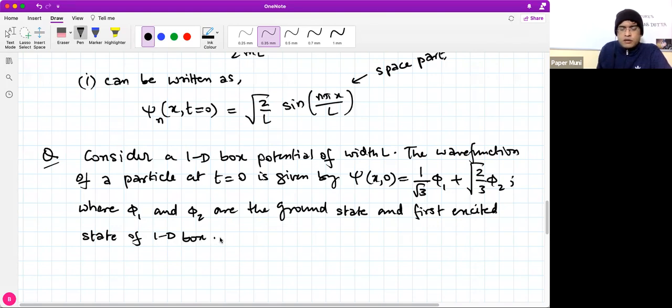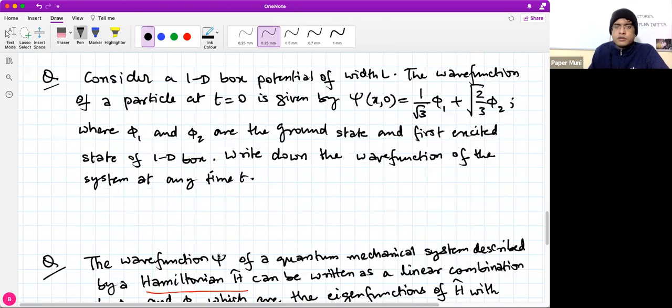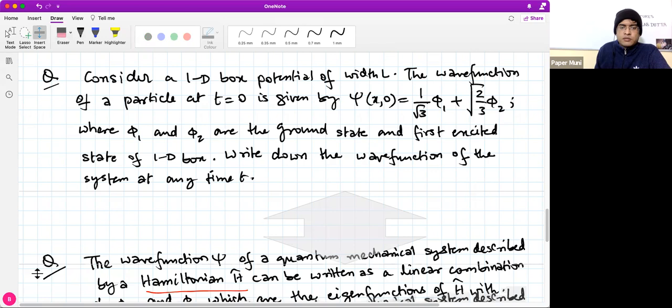Now this is a very straightforward question which everyone should be able to do. Write down the wave function of the system at any time t. I have to just write down the wave function at any time t.